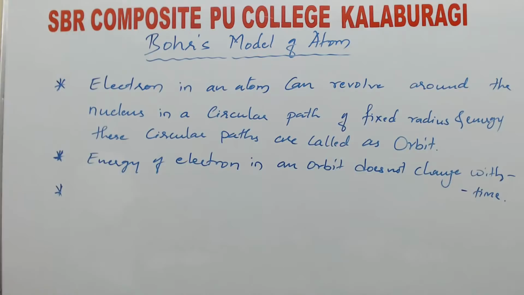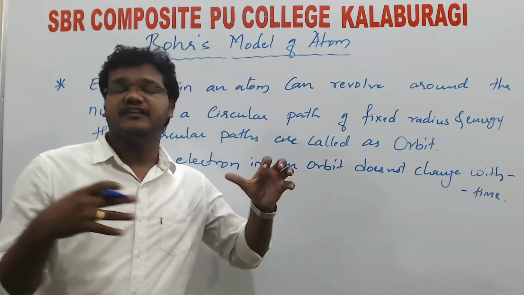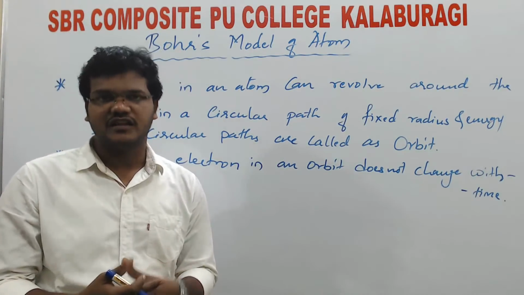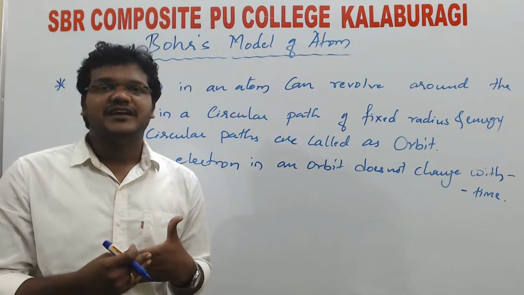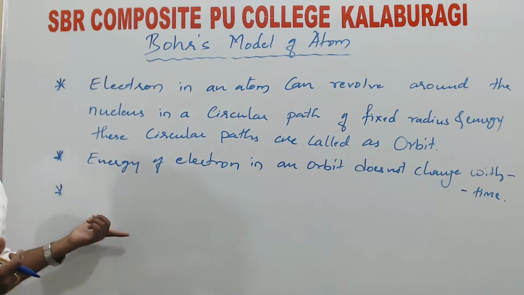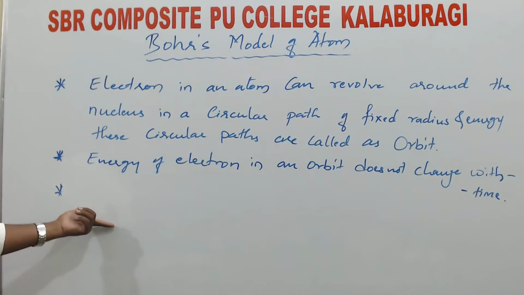Assumption is nothing but postulate. The angular momentum of an electron in a given stationary state can be expressed in different ways, in an equation. Before that, the third postulate of Bohr's atomic model: it is an integral multiple of h by 2 pi. Correct? So I will write that third postulate.